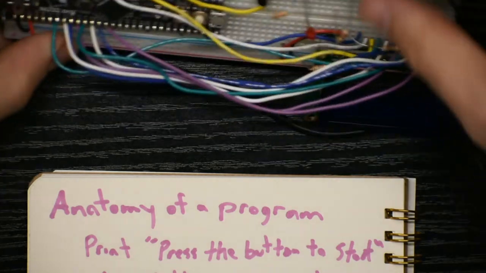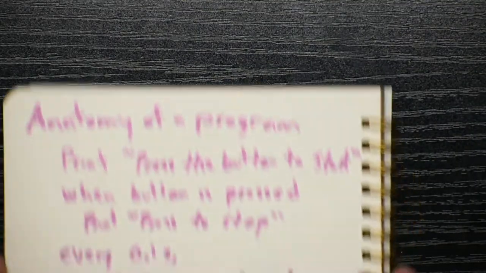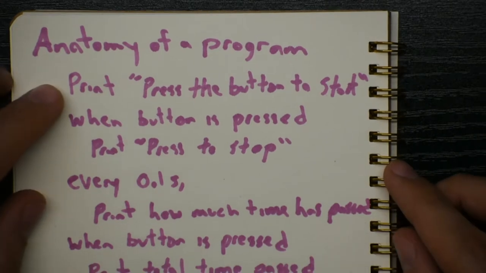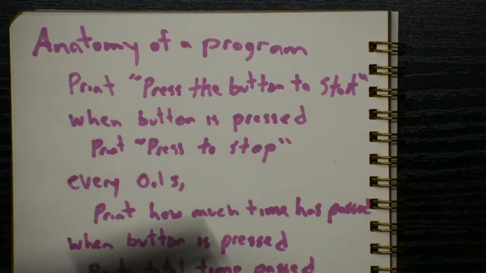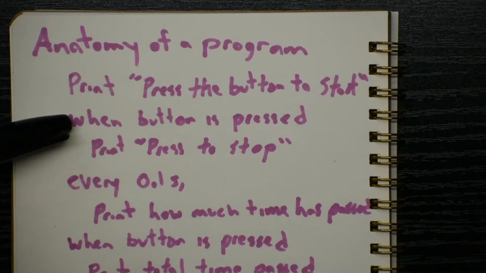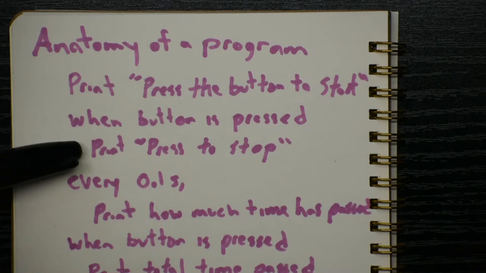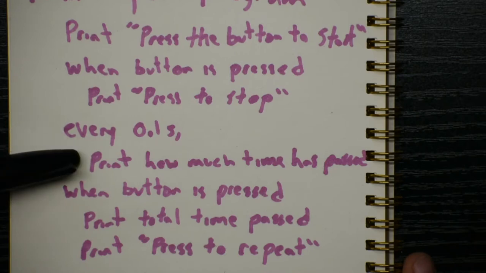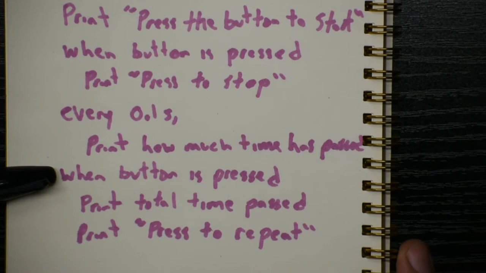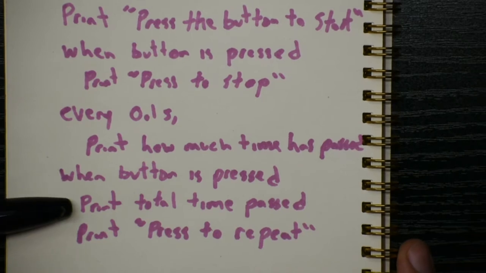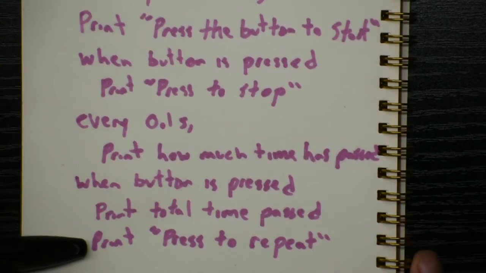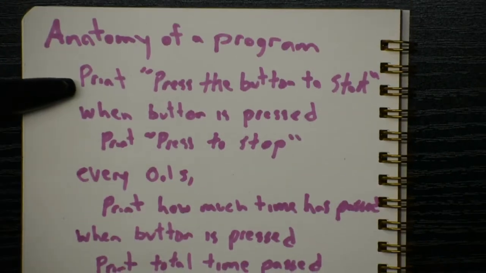So let's take that problem statement and break it up into parts. So the anatomy of this program, we need to print press the button to start. Then when the button is pressed, we'll print press to stop. Then every 0.1 seconds or some update rate, we can print how much time has passed. Then when we detect the button is pressed, we will print the total time that has passed and print press to repeat.